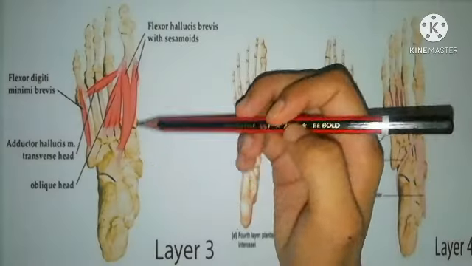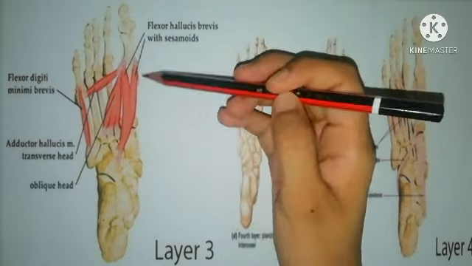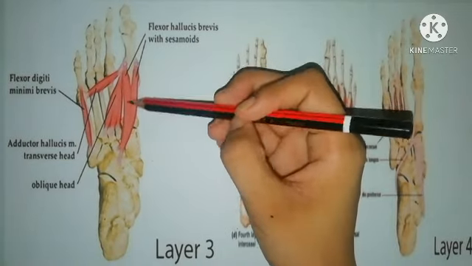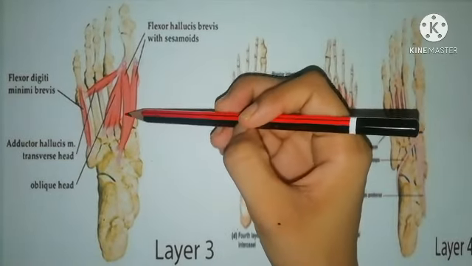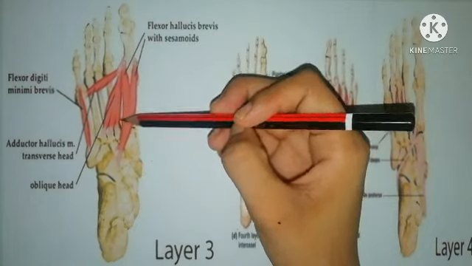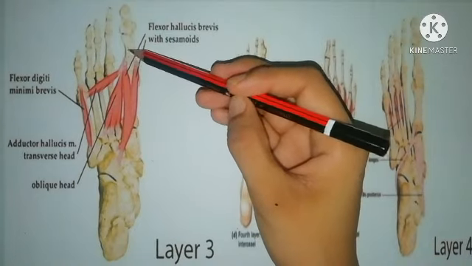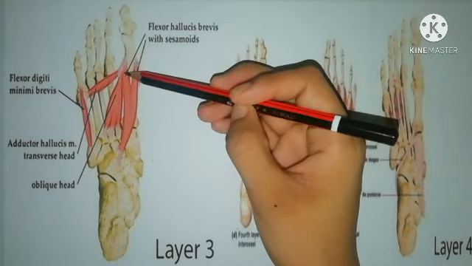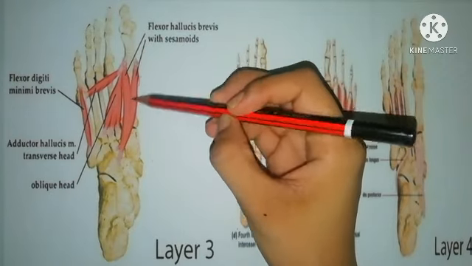Muscles of the third layer of the sole. These are the muscles. The first muscle is flexor hallucis brevis. This muscle covers the plantar surface of the first metatarsal bone. This is the first metatarsal bone. It is a Y-shaped tendon as you can see.